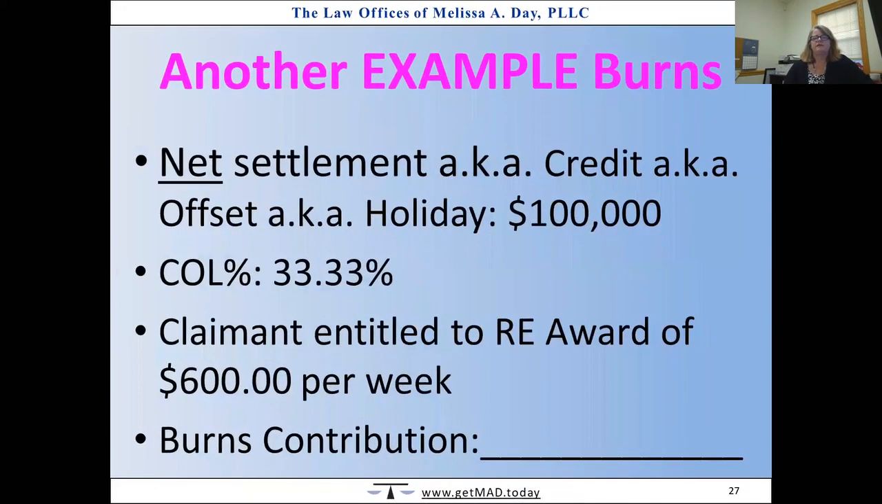Let's do another Burns example. Let's assume that there's a net settlement of $100,000, so the holiday credit offset is $100,000. Let's assume the same percent cost of litigation of 33 1/3%. And let's assume that following the recovery, the claimant is entitled to a reduced earnings award of $600 per week. And there are no questions about whether the claimant is attached to the labor market or whether the rate will be variable. What will your Burns contribution be per week based on an award of $600 per week for an REU award?